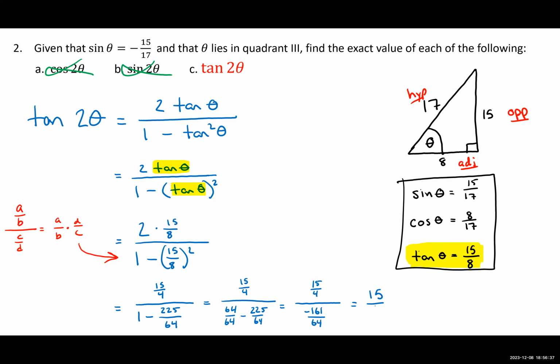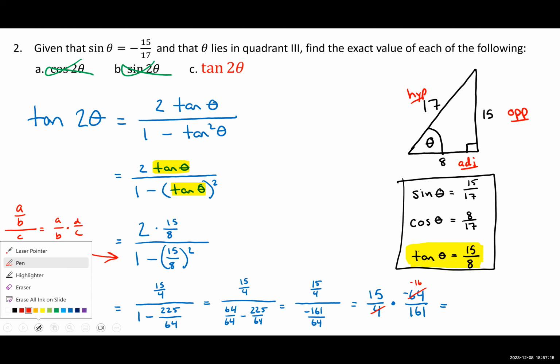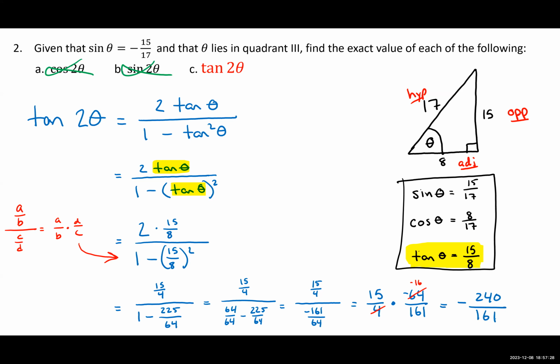So now keep, change, and flip. Instead of negative 161 over 64, we'll take the reciprocal, 64 over 161. We could do a little bit of canceling. 4 goes into 64. I think that's 16 times. We got 15 times 16 on top, negative. So we've got negative, that should be 240, and we've got 161 on the bottom. And does that reduce? No. That's as far as we go. Tangent of 2 theta, negative 240 over 161.